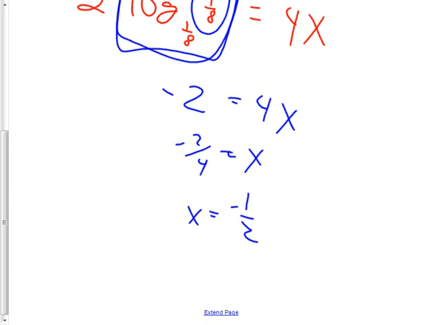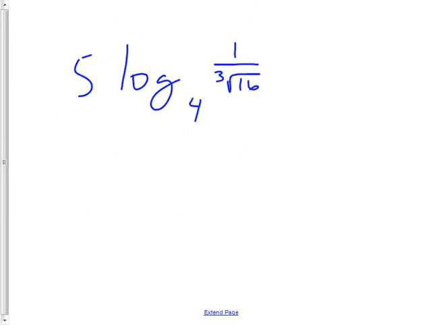At least half the class. All right, we're going to try one more like that. 5 log base 4 of 1 over the cube root of 16 equals that.